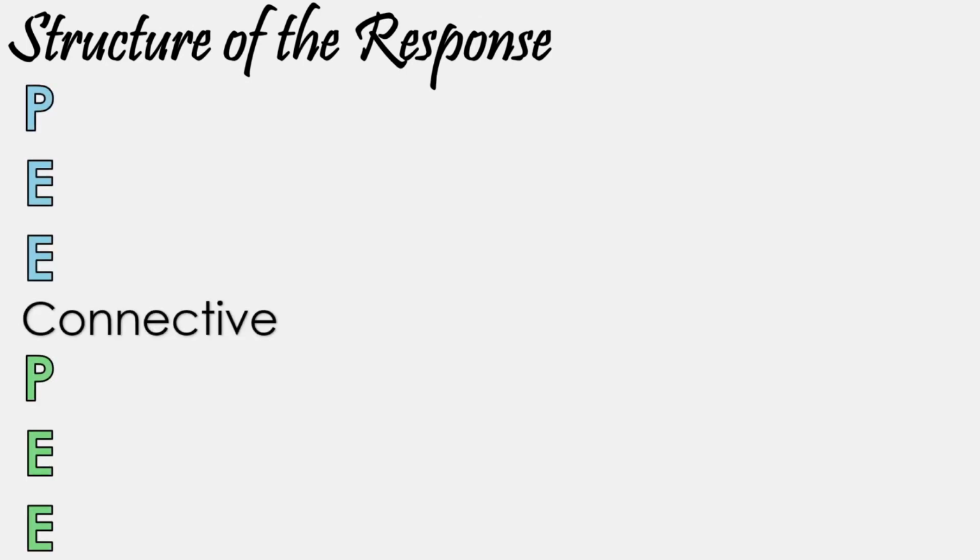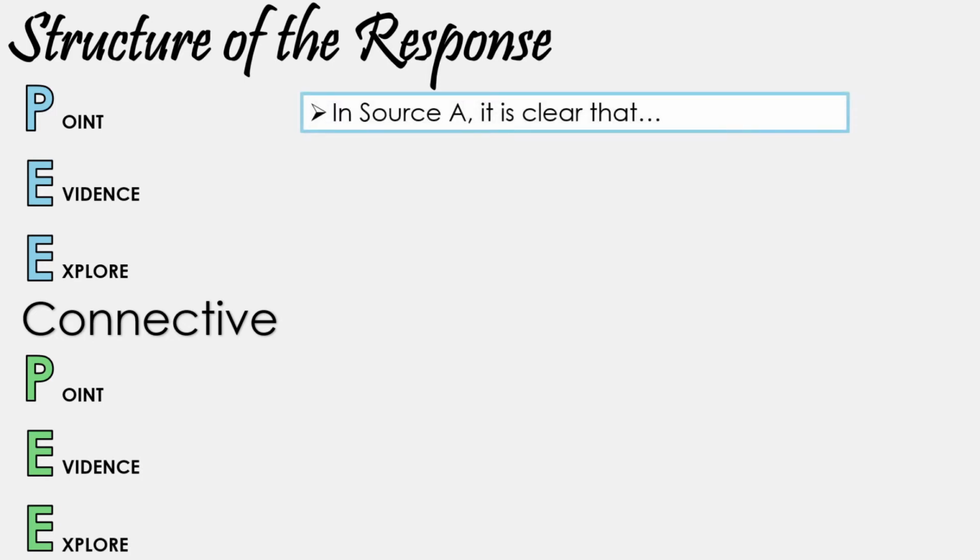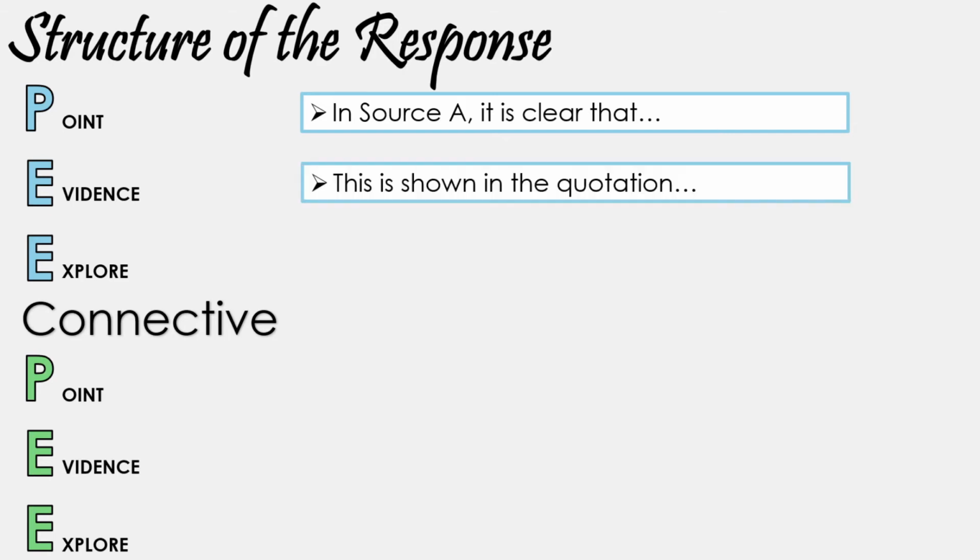So this is how I'd recommend structuring your answer. Use P, connective, P. P stands for point, evidence, and explore. And what this means is that you focus your response on one particular similarity or difference that you found when planning your answer. We'll start off by writing about source A. For evidence, state the quotation. Direct the examiner to the evidence. Bonus points if you can embed that quotation into your sentence.